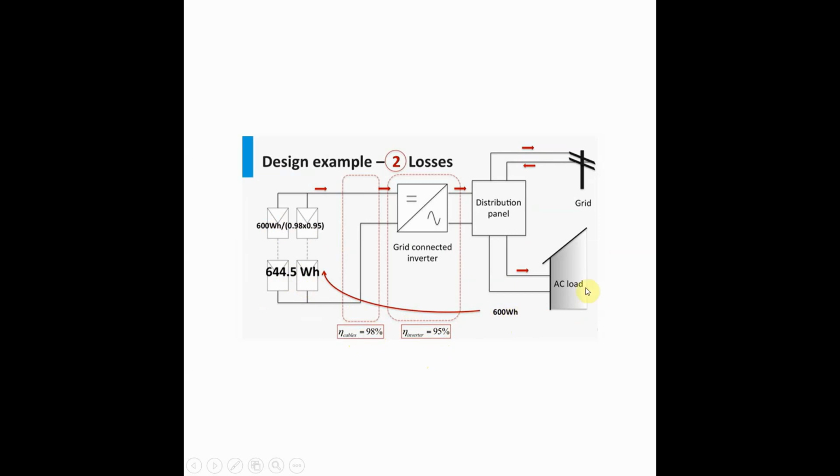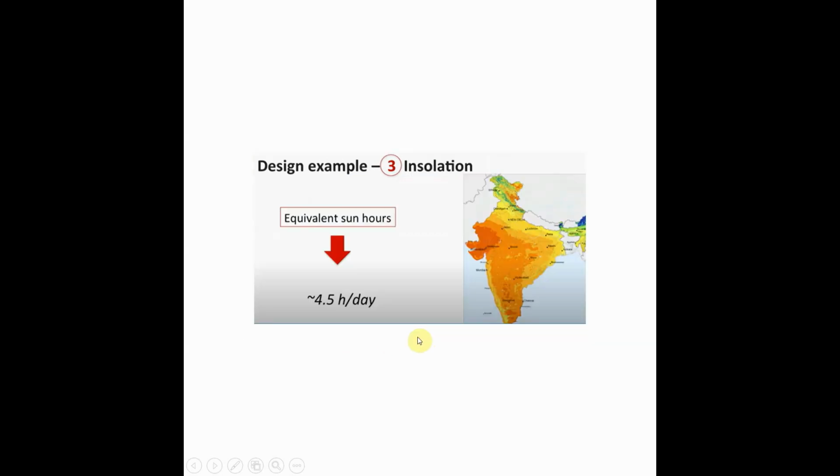So it means for 600 watt at the load side, we need the PV array, the generation of 644.5 watt hour, so that we can get 600 watt at the load side by considering these two efficiencies. So for example, the next design process is sun hours.